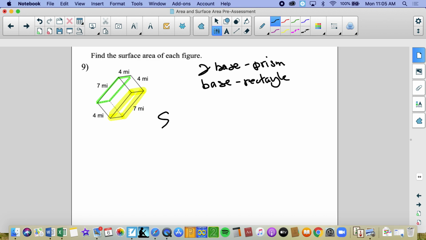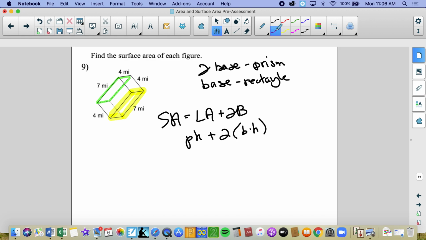So surface area of all prisms is going to be lateral area plus 2 big B, 2 base areas. My lateral area is still going to be the perimeter of the base times the height plus 2 times the base shape. Well, the shape is a rectangle. So we know the area for a rectangle is base times height. So now let's fill in the pieces of information.